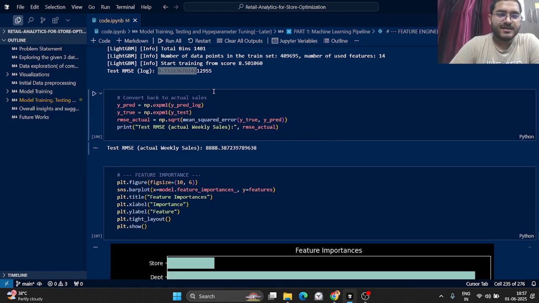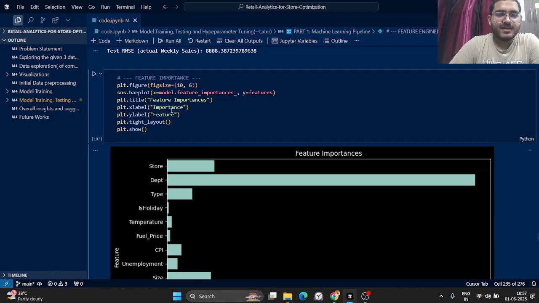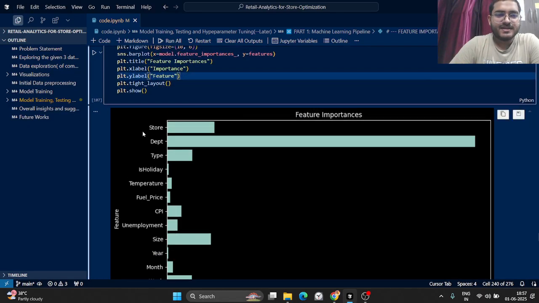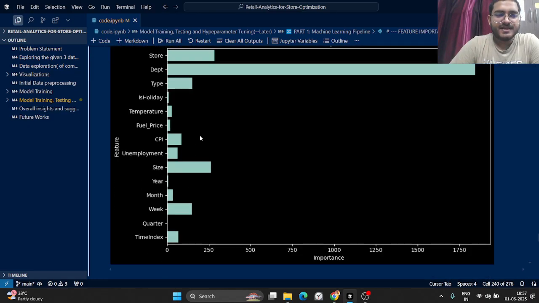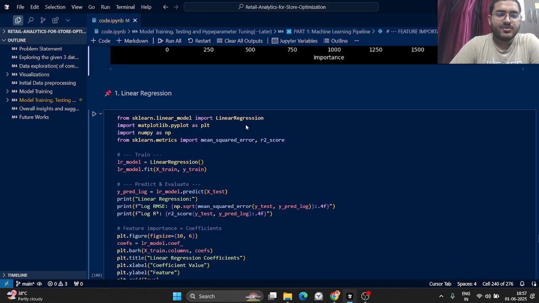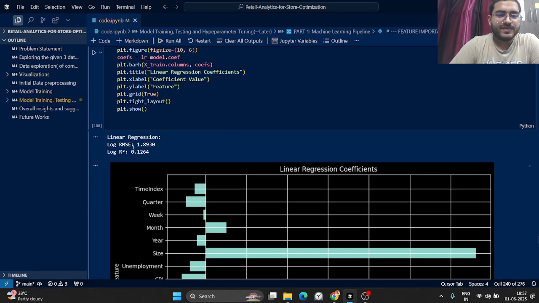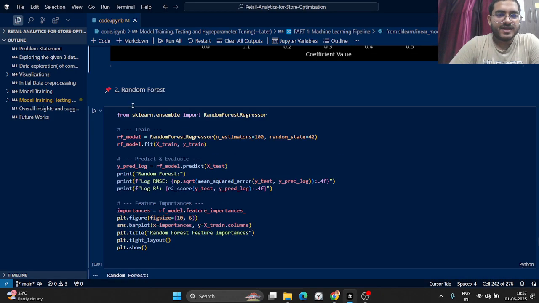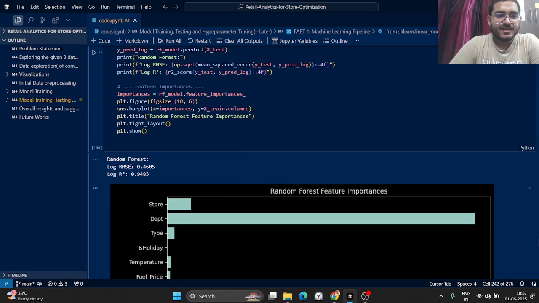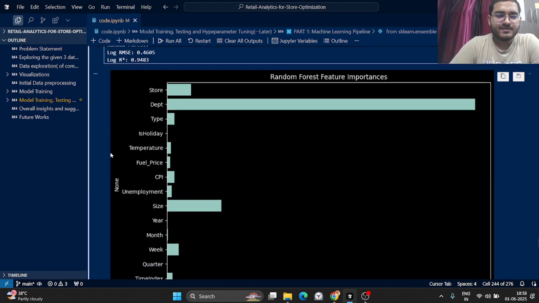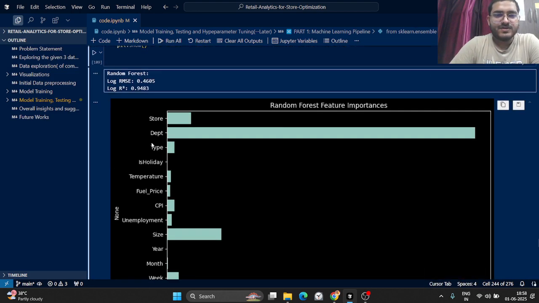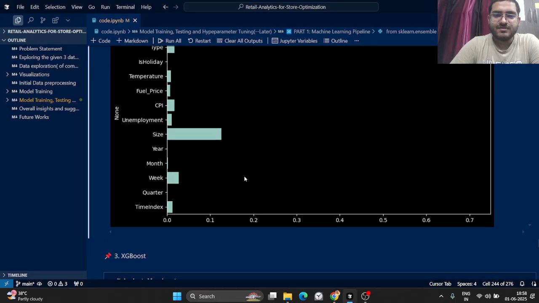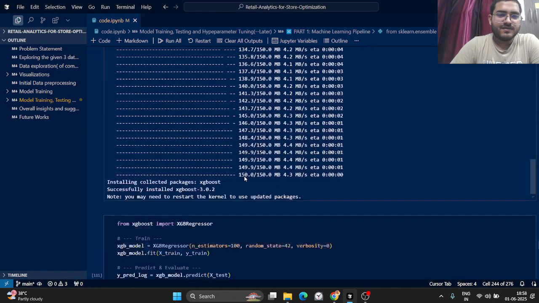I wanted to give it a kind of additional work, and I got feature importance. You can see department, store, type, and size were very important, even for linear regression too. Here we got RMSE and R square values. RMSE was 1.89, and our best performing model at that time was random forest. RMSE was 0.46, and the feature importance we got: department, store, size were the most important features.